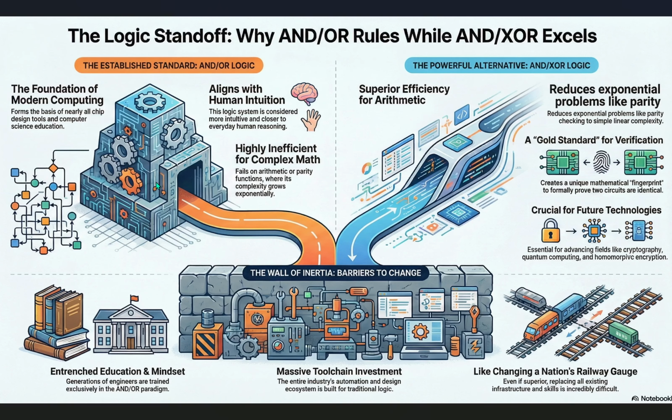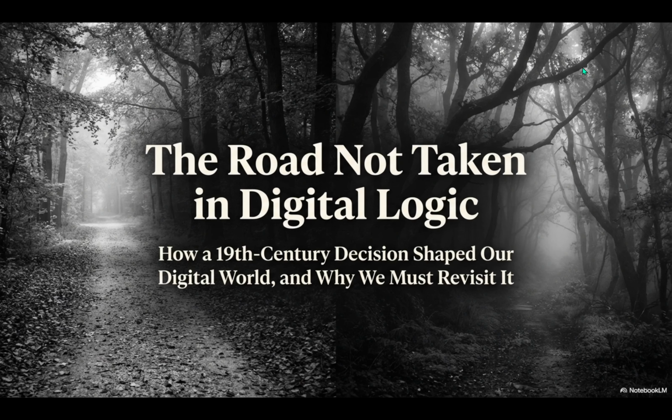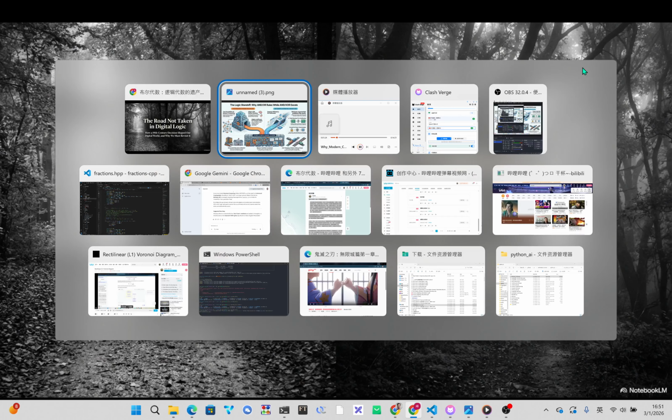specifically advanced cryptography and the rapidly emerging field of quantum computing, that 150-year-old foundation is starting to crack under the pressure. The AND-OR system is just proving inefficient, and it's forcing the emergence of a new, mathematically superior star, the exclusive OR, or XOR gate. And this deep dive is all about that historical road not taken in digital logic. We're going to explore the incredible mathematical framework that underpins this XOR revolution, specifically the power of Zhegalkin polynomials. And also why the massive inertia of our established systems is making this necessary paradigm shift so incredibly difficult.